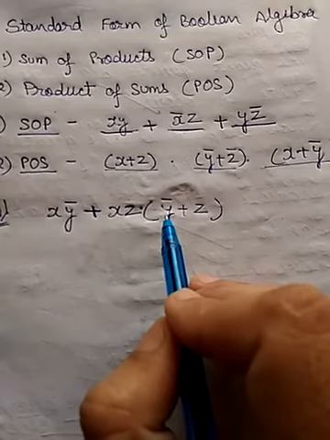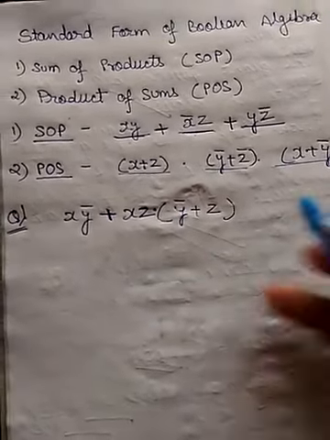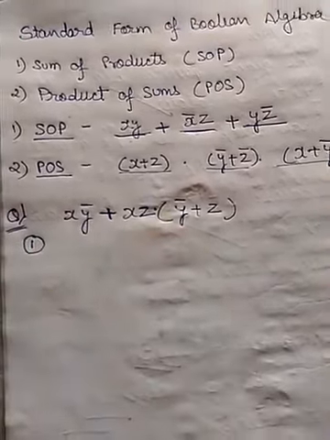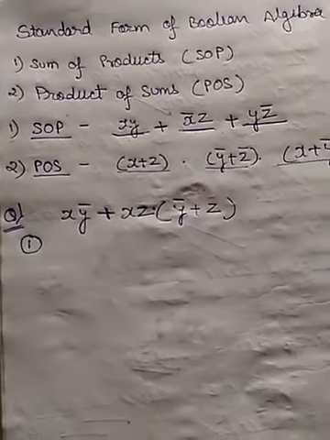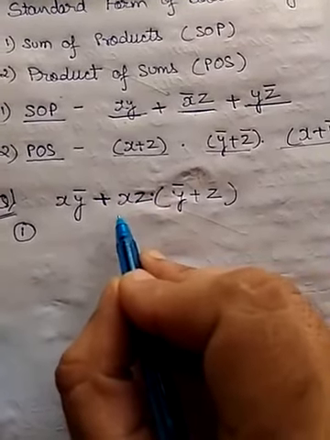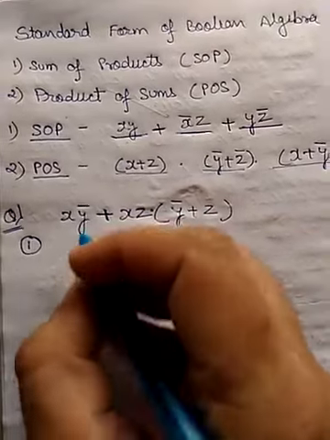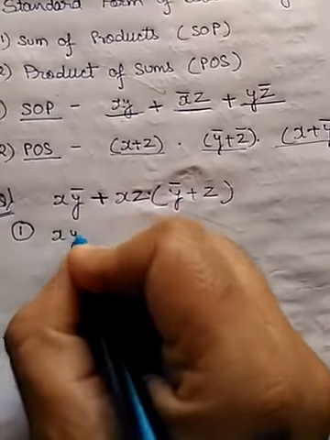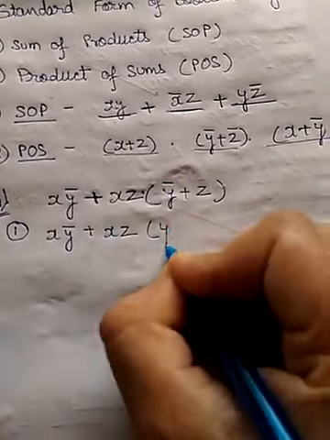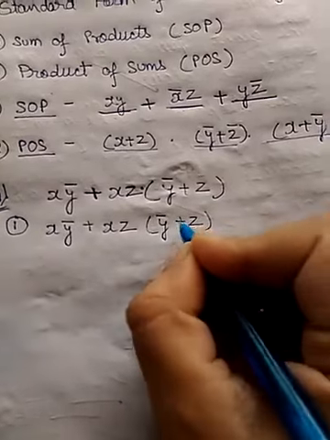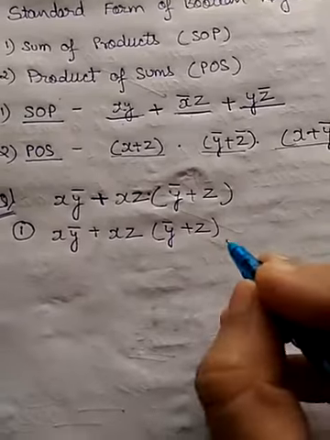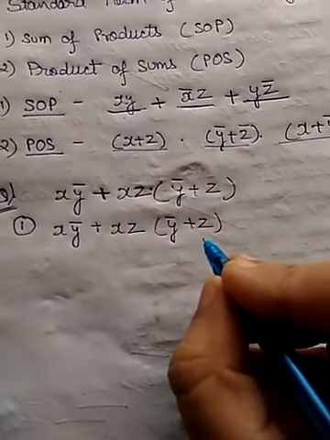Let us see how we can convert it into the standard form. We convert the same function into two standard forms. First I am converting this function into the sum of product, then I will convert the same function into product of sum. So this is the function x y naught plus xz (y naught plus z). I want to convert it into the sum of product. Then how can we do this?